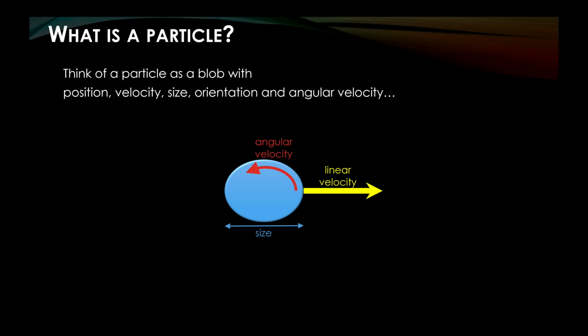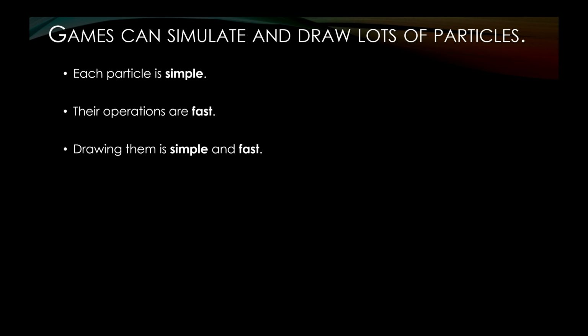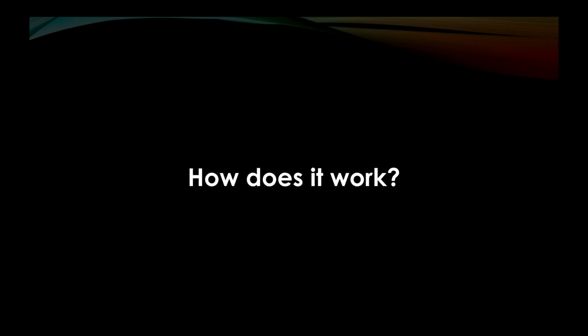First of all, what is a particle? You can think of a particle as a blob with position, velocity, size, orientation, angular velocity, and a few other simple physical properties. How is that useful in a video game? Games can simulate and draw lots of particles. So even though each particle is simple, their operations are very fast, and drawing them is very simple and fast. Even though each individual particle is simple, in aggregate, they can make some pretty interesting and complicated looking behaviors. And with some tricks, you can make just a few particles seem like they fill up a lot of space. So how does this all work?